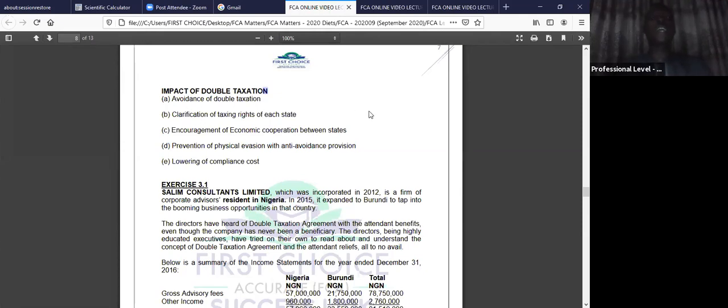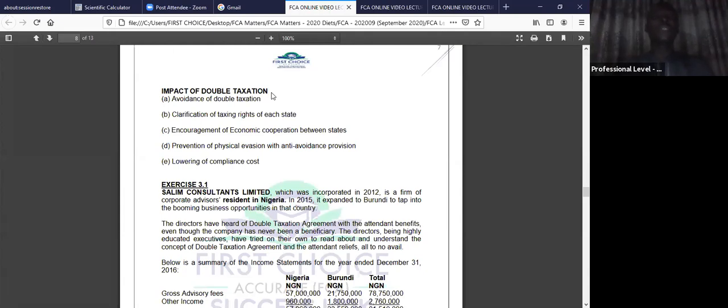Also, it helps clarify the taxing rights of each state. Okay, the taxing rights of Nigeria, the taxing rights of those foreign countries. This double taxation agreement helps to clarify their taxing rights. Then it encourages economic cooperation between states.